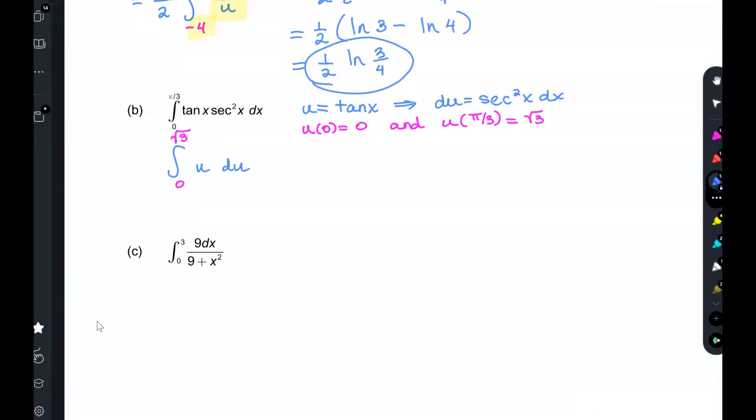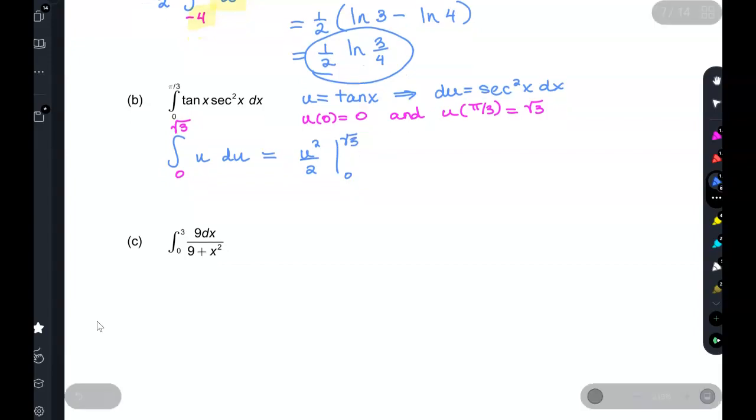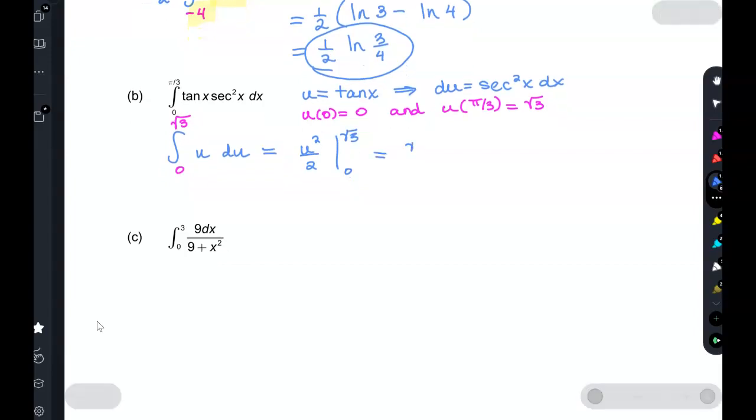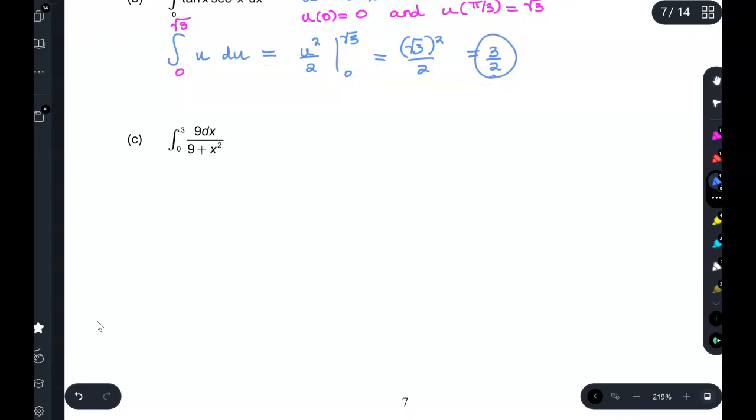Okay, and now this really simplifies my problem. I can just take the integral, which is going to be u squared over 2, evaluated from 0 to root 3, which ends up just giving me root 3 squared over 2, which is 3 over 2. Because if I plug in 0, it's just going to be minus 0.